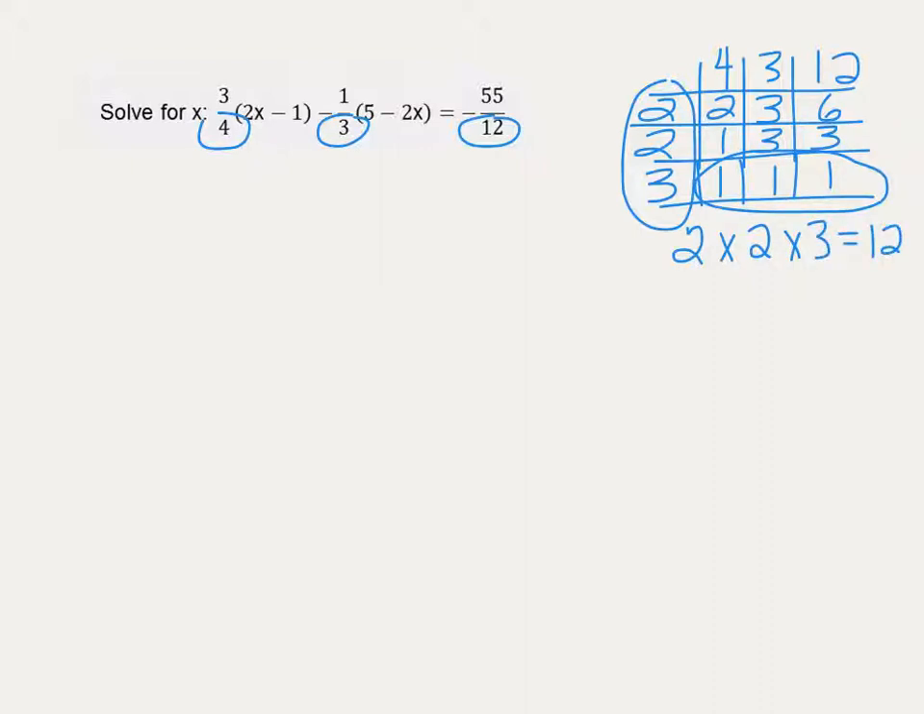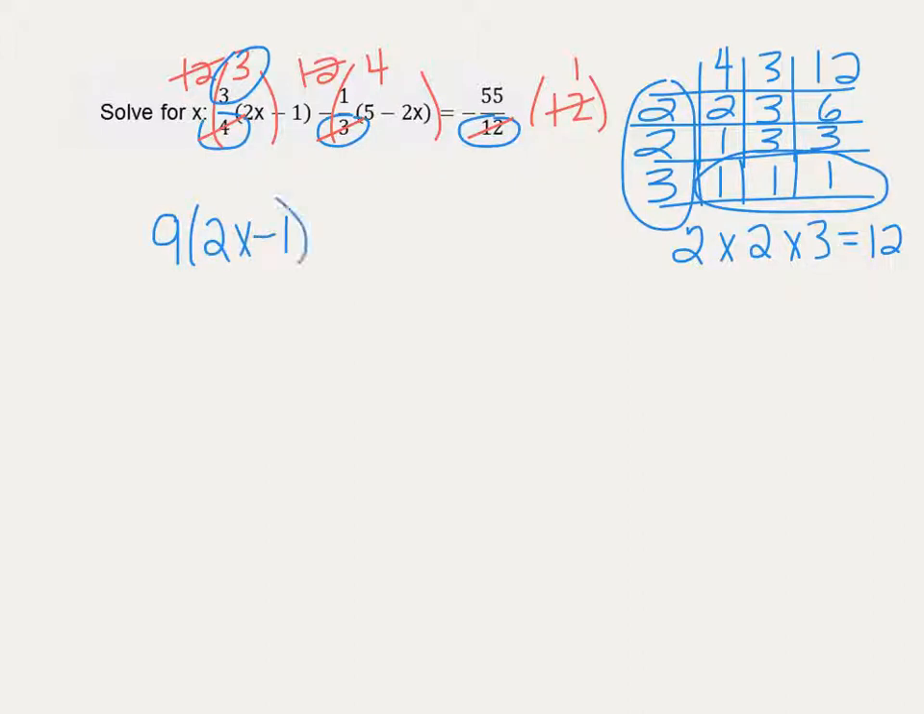So then we will take that 12 and multiply it by each term in our equation here. So 4 would go into 12 3 times, 3 would go into 12 4 times, and 12 goes into itself once. So we would rewrite this equation. We have 3 times 3 is 9, so we'd have 9(2x minus 1), and then we would have minus 4(5 minus 2x) is equal to negative 55.